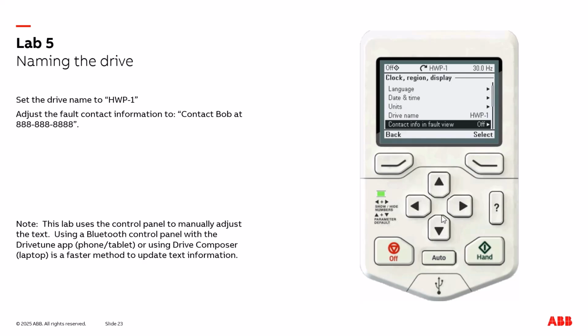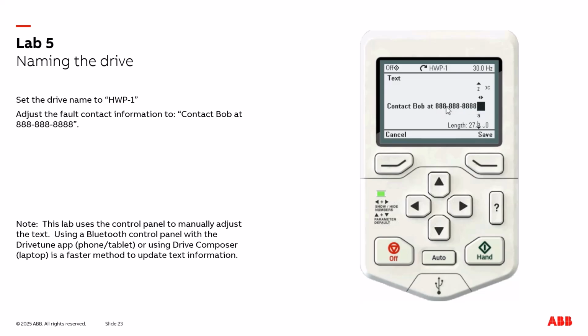Now let's set up the fault contact information. First, by default, fault contact information is disabled, so let's select, and we're going to enable it. Now, by going down one level here, we can edit the fault contact information. Now, this is quite a bit of text. I don't want to have you watch me enter all this information in, but you can see here I've entered in contact Bob at the phone number of all 8s.